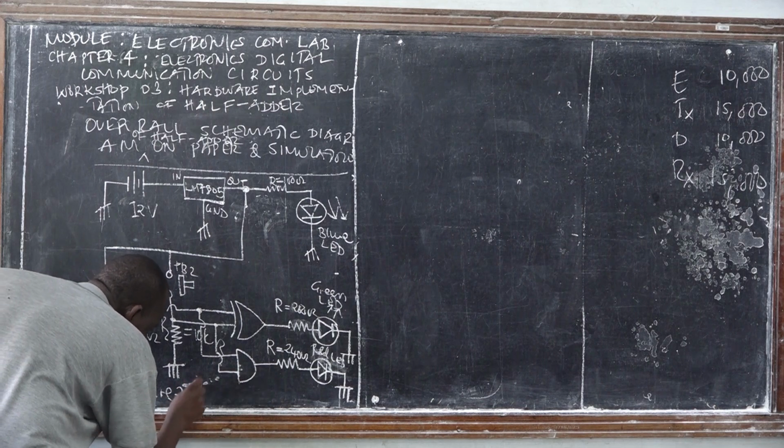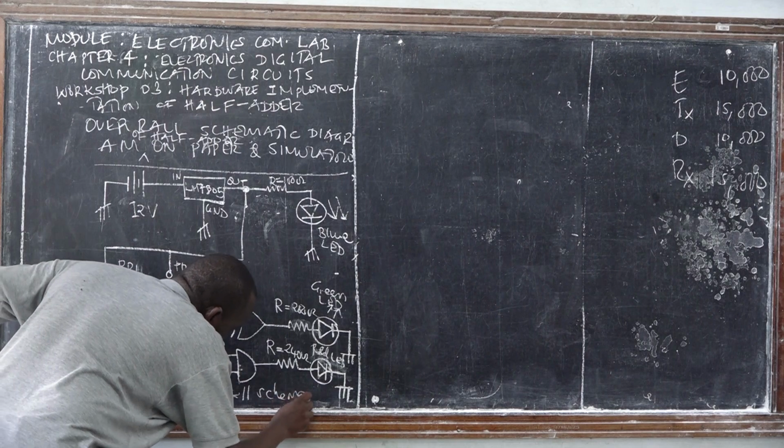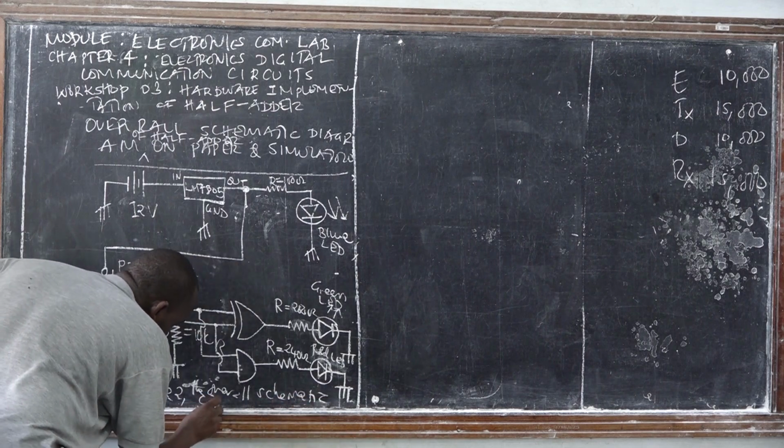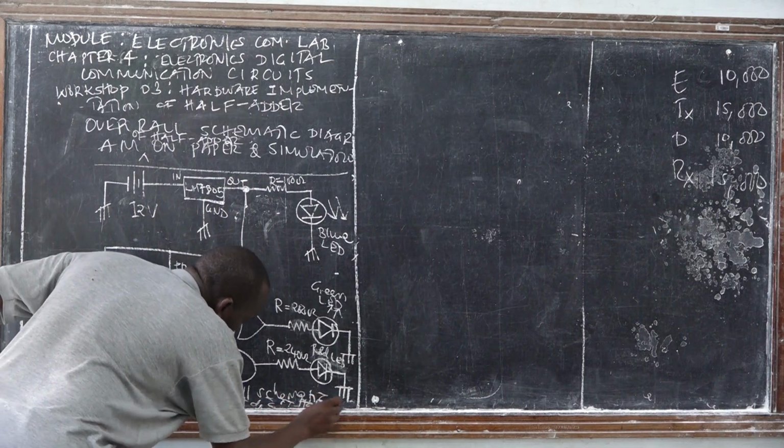Figure 2, the overall schematic circuit diagram of the half adder.